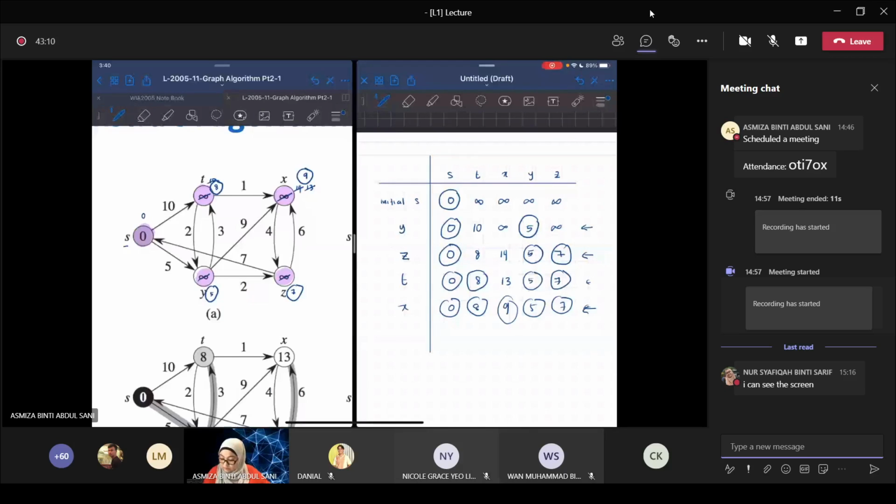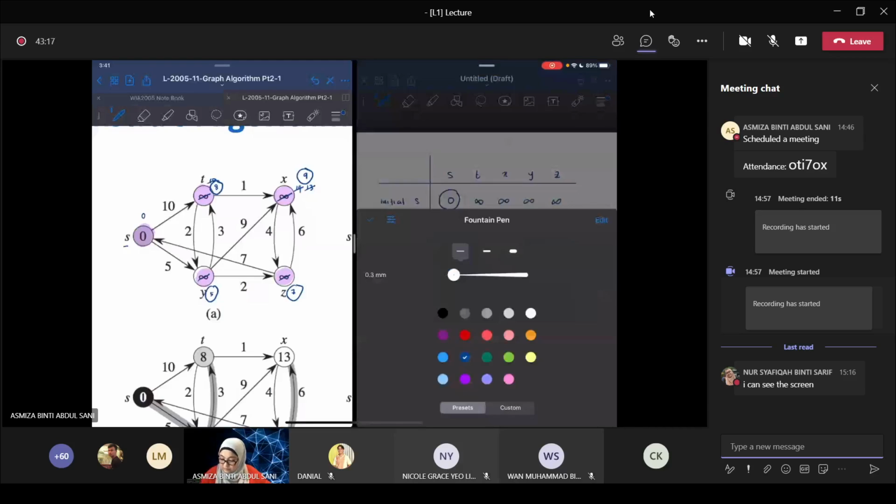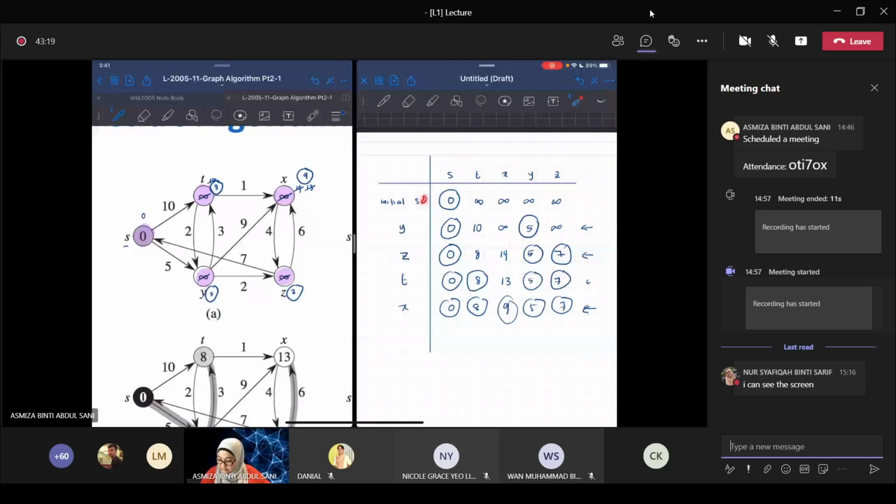Okay, so from S, S to T would be 8. From S to Z would be 7. S to Y would be 5.